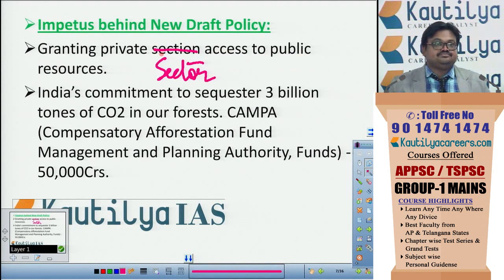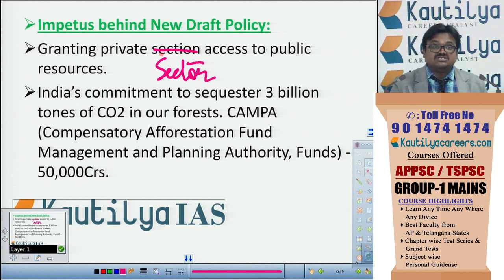Now what has been the impetus behind this new draft policy? There are two things. One single thing has been identified. The thing is granting private sector access to public resources. This is the major problem that the author is identifying.